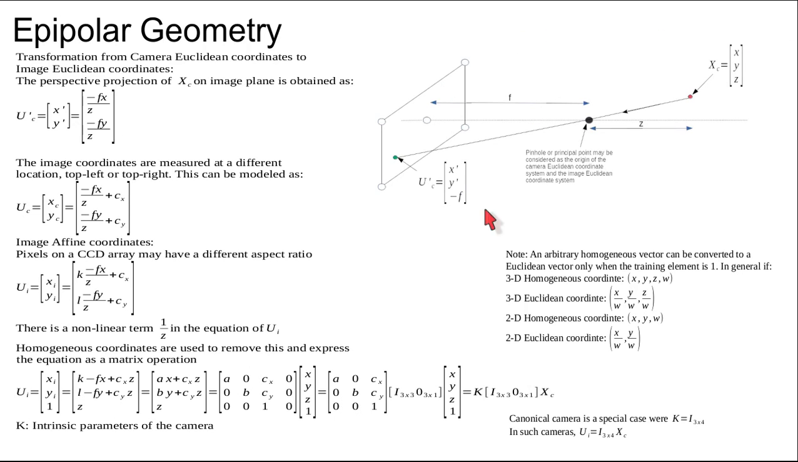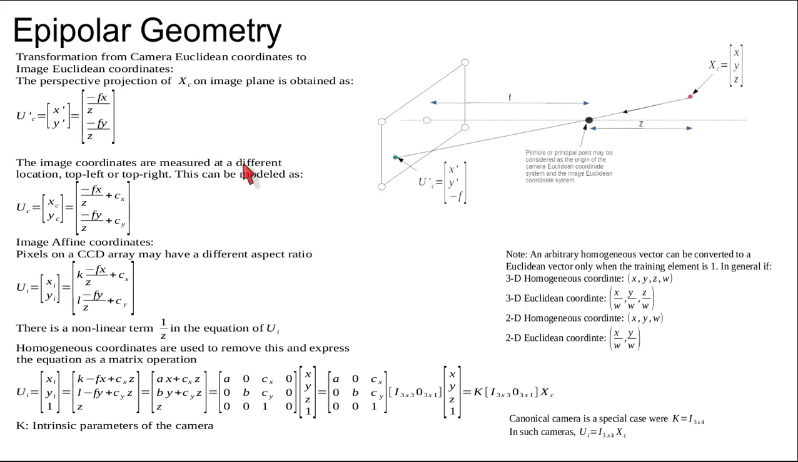In the simplified case of a pinhole camera, the principal point is considered as the origin of both the camera Euclidean coordinate system and the image Euclidean coordinate system. Therefore, while transforming a point from the camera Euclidean coordinate system to the image Euclidean coordinate system, you would get a negative sign like here. uc is equal to minus f x divided by z and minus f y divided by z.